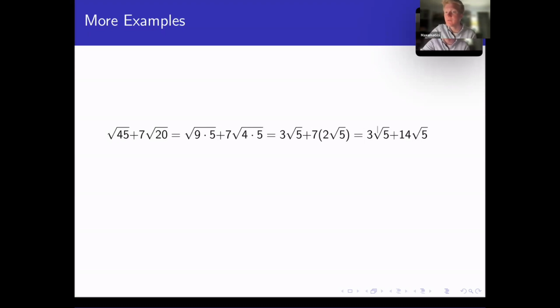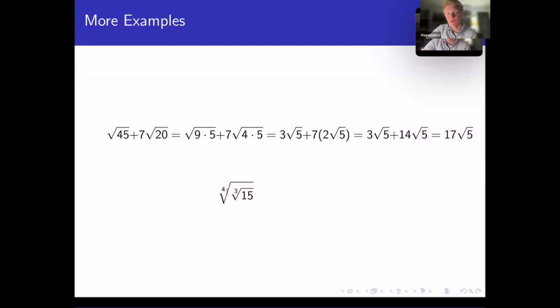And now, just be very careful. Imagine that these square roots are x's. If this was 3x plus 14x, you would say it was 17x. Only difference is these are square roots. So 3 square root of 5 plus 14 square root of 5. You have 3 apples. I give you 14 apples. Now you have 17 apples.